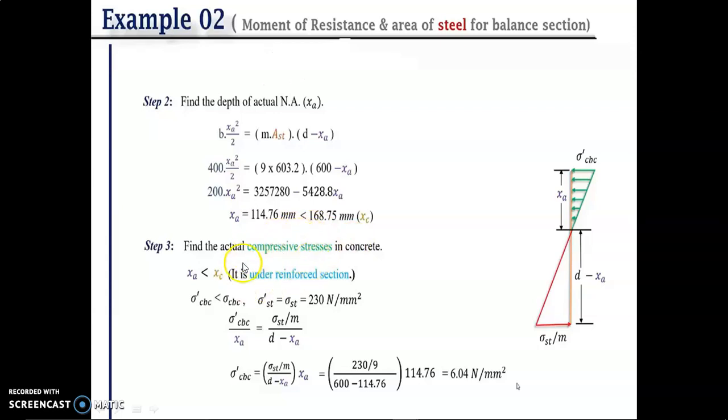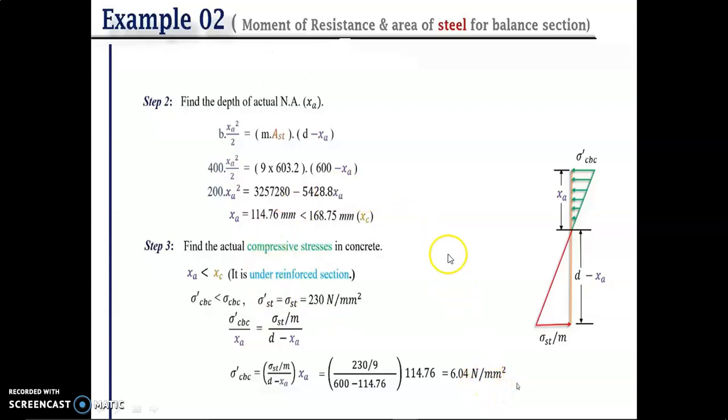For an under reinforced section we follow this condition: Xa less than Xc, sigma dash cbc less than sigma cbc, and sigma st equal to sigma st dash. In an over reinforced section we have to find sigma st dash. In an under reinforced section we have to find sigma dash cbc, because sigma cbc is given: 10 Newton per mm square is the sigma cbc value. So we apply similar triangles and find the value of sigma dash cbc, and we get sigma dash cbc equal to 6.04 Newton per mm square.